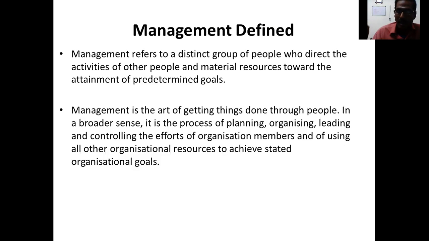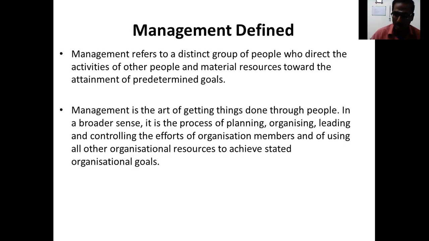And management is the art of getting things done through people. In a broader sense, it is a process of planning, organizing, leading, and controlling the efforts of organization members and of using all other organizational resources to achieve stated organizational goals. So the other definition is that managers perform the functions of management, that is planning, organizing, leading, and controlling the efforts of the organization members, and then allocating resources to achieve the organizational goals. So this is about management definitions.